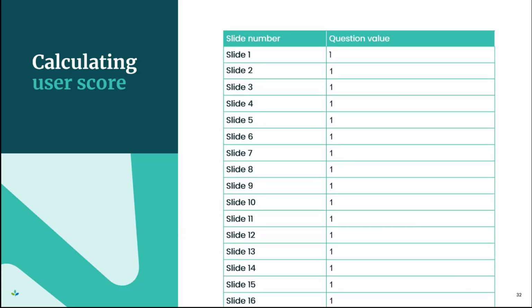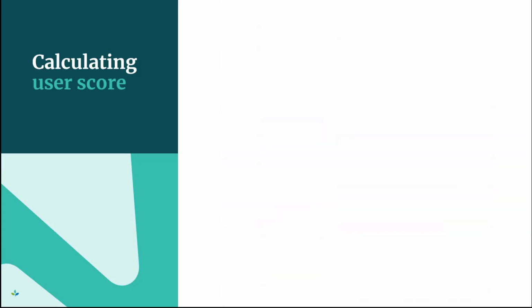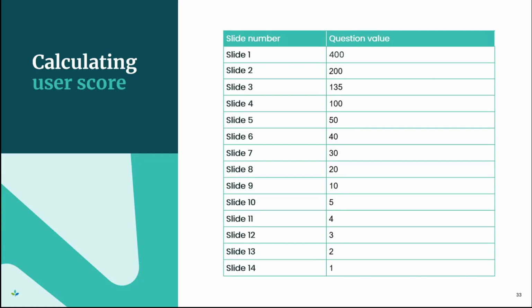So when I first came up with this idea, I thought I'd need to create 1,000 slides and have each slide with a value of 1 and add all of those up. But I soon discarded this idea because it would take hours to create 1,000 slides, and it would also take a really long time to submit each user's score using this method. So instead, I came up with this.